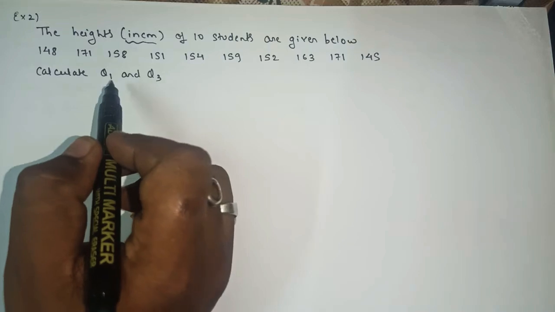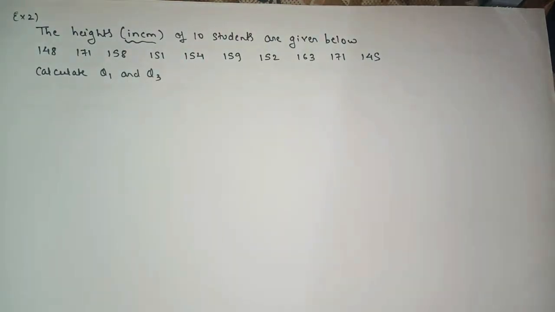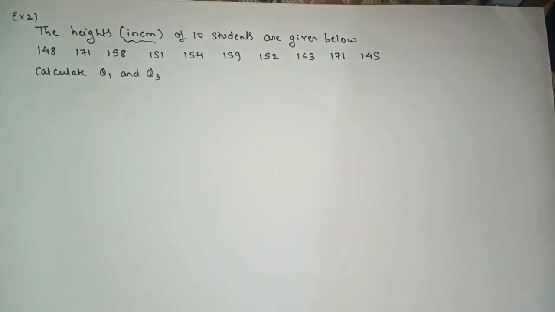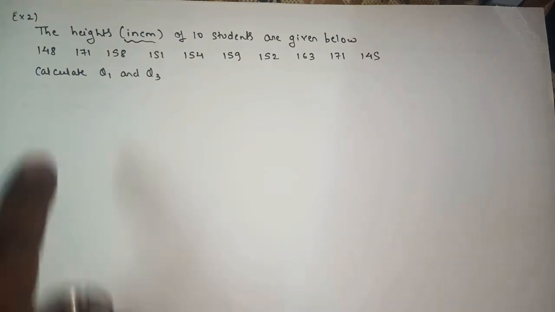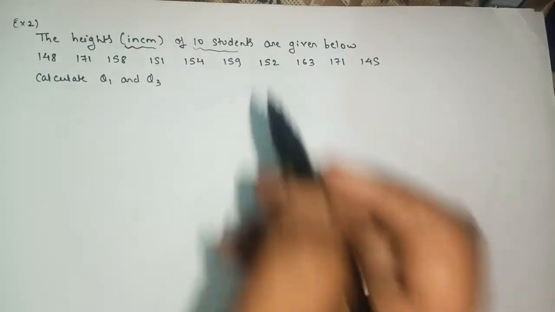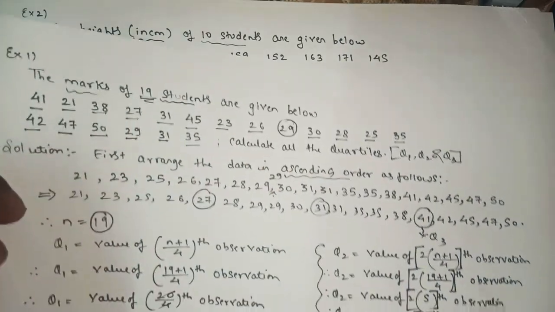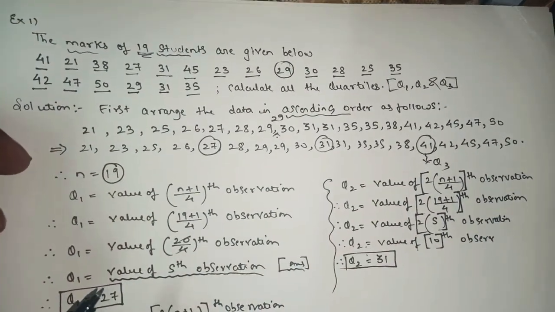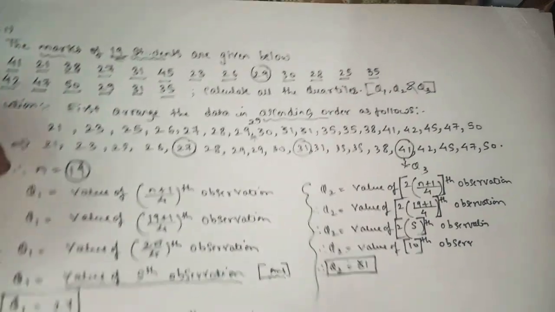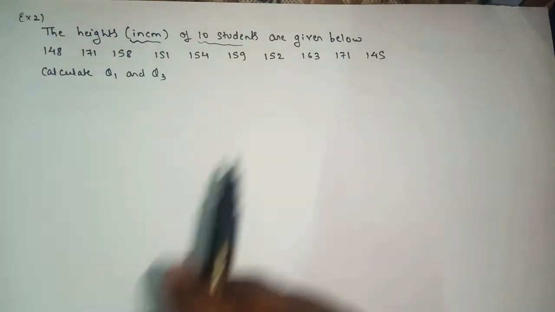For example, if you got Q1 equal to 30, you will write 30 centimeters, not only 30, because the numbers given are heights in centimeters of 10 students. In the earlier sum, the marks of 19 students were given. For marks we never use any unit, yes or no? So there I wrote the answer 27 directly. These are small things you have to remember while solving sums. Okay, so let's begin with the sum.